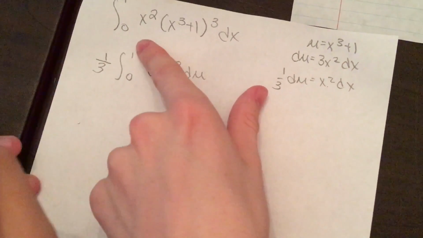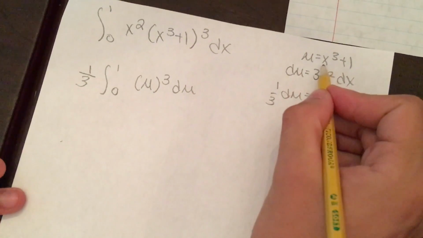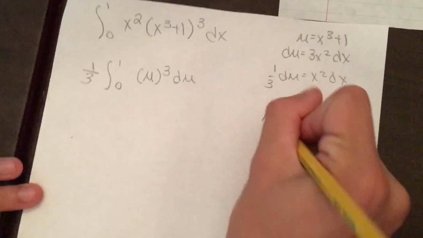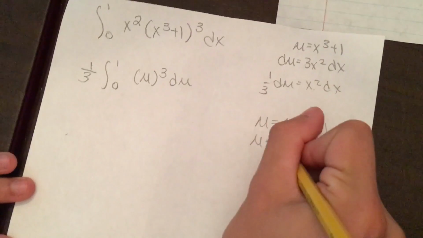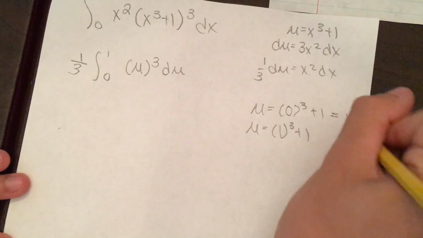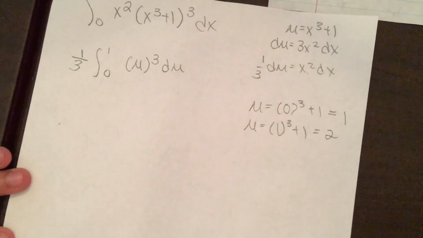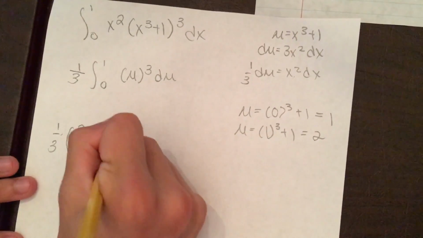Okay. So we're going to plug in 0 into the u sub equation. What are you going to get when you do that? So u equals 0 cubed plus 1, and u equals 1 cubed plus 1. So for this one we'll get 1, and for this one we'll get 2. Exactly. So those will be your new bounds, 1 to 2. Nice work.